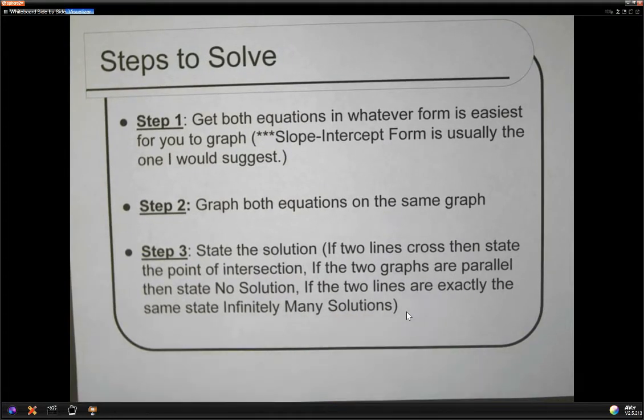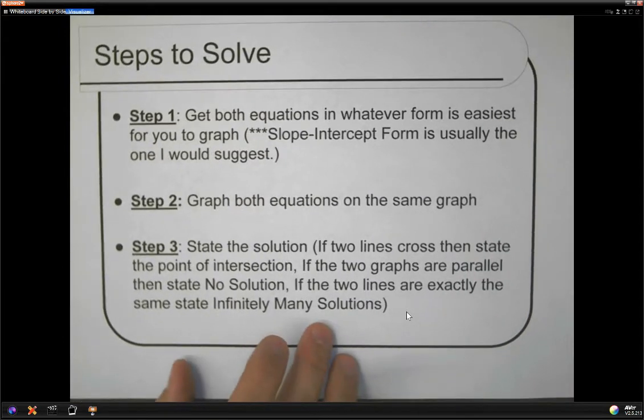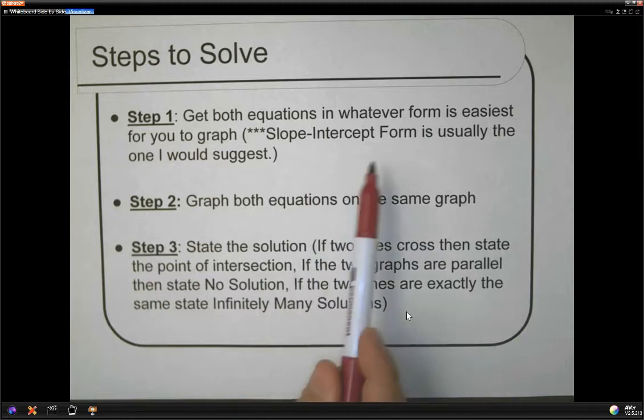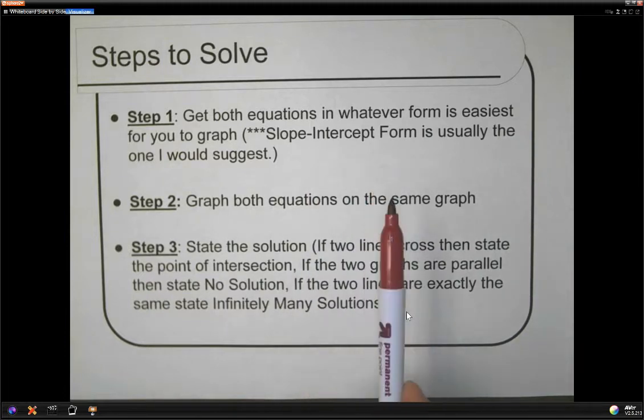Now, when solving systems of equations, the first step is always to get both equations in whatever form is easiest for you to graph. The different types of forms would be slope-intercept form, point-slope form, or standard form. My suggestion would be slope-intercept form. That tends to be the easiest one to graph from, and it helps you out when doing the other ways of solving systems with substitution and elimination.